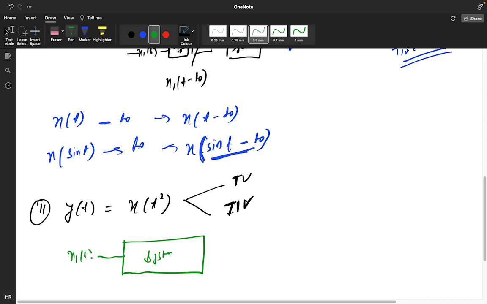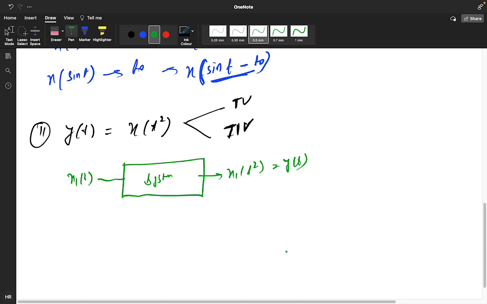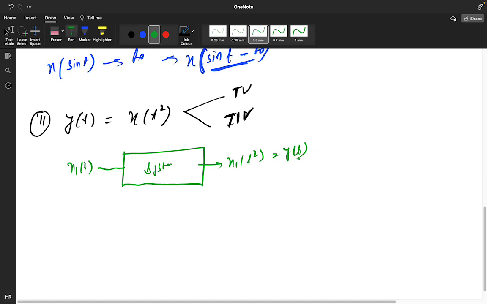See, you have a system, right? You are giving x1 of t. The system is doing what? It's making the t inside into t square. So you are getting x1 of t square as your output. Okay, now if you delay this signal, suppose you are having x1 of t square, right? You are delaying this signal. So this is my function. Okay, so I am delaying this by t naught. So what I will get is x1 of t square minus t naught.